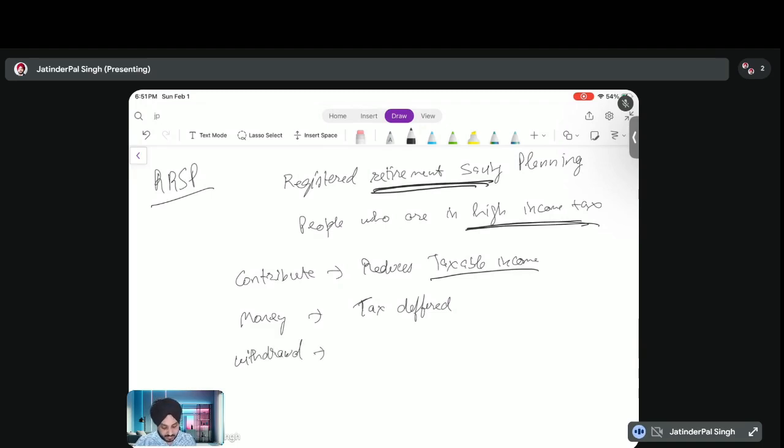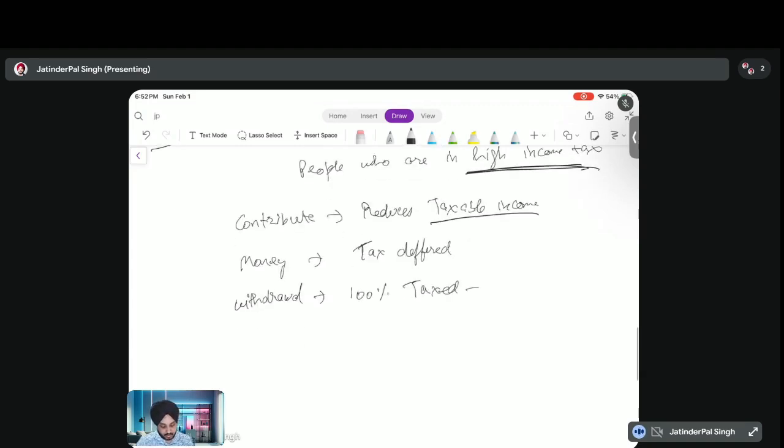So your money is 100% taxed when you withdraw money from an RRSP account. 100% taxed. When you withdraw money from RRSP, there are certain limits. I'll also tell you in what scenarios you can withdraw money and not pay tax on that. But in this scenario, I'm talking about how the money withdrawn from RRSP is taxed. Okay, so when you withdraw $5,000 from RRSP, there will be 5% withholding tax.